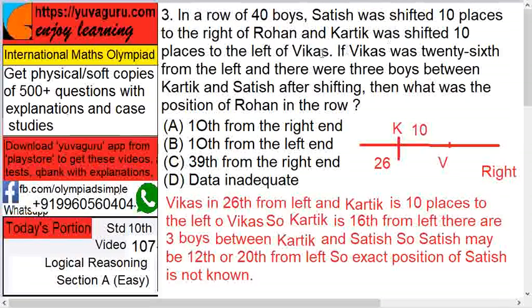Karthik was shifted, that's afterwards. Vikas was 26th from left. See here, this is right over here, so this is left. So Vikas was 26th. Start counting 26th, and here is Vikas. Okay. Now what is given? Karthik was shifted 10 places to left of Vikas, right? So Karthik is over here, this side, shifted to left. Here is Karthik, right? Okay. Now next is what? 3 boys between Karthik and Satish.